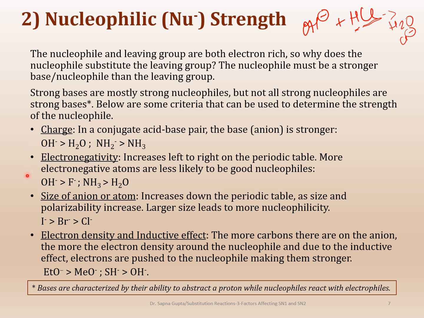Something that is more negative, something that is less electronegative, something that is bigger in size with more electrons, and then the last one here is with more electron density, and inductive effect. So inductive effect we've talked about before also, so let's just go ahead and review that anyway. So anything that has more electron density means that something is more electron rich. If it's more electron rich, it's a good nucleophile. It's as simple as that. So when you're comparing something like EtO minus to MeO minus, which ethyl group and methyl group, EtO minus is going to be a better nucleophile because it has more electron density.